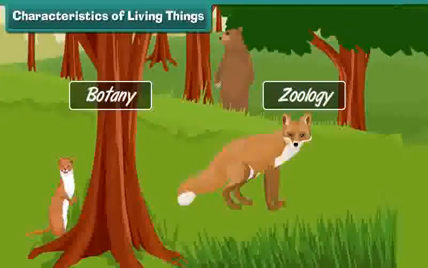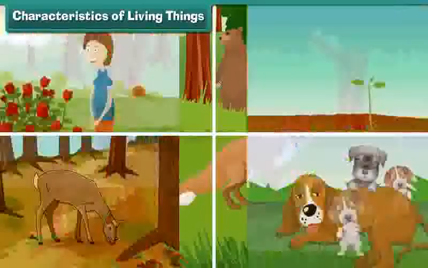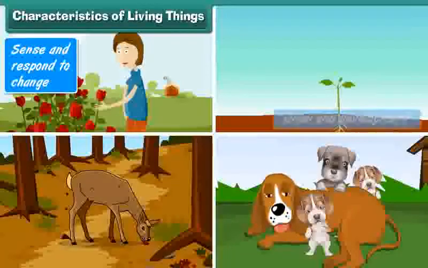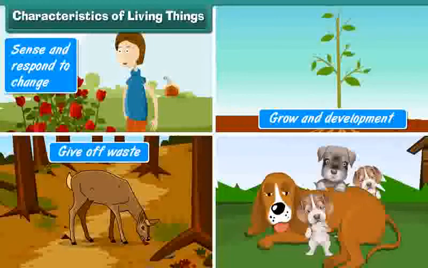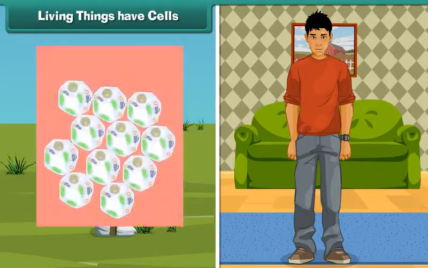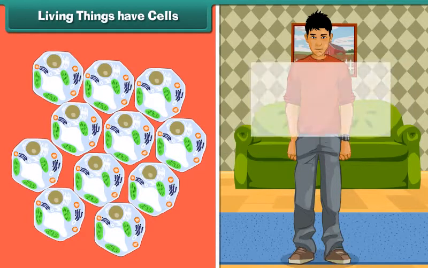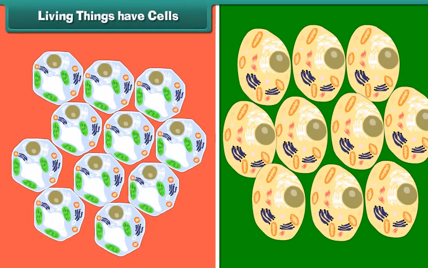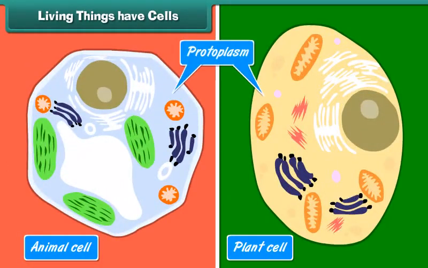All living organisms share the following basic characteristics: sense and respond to change, growth and development, give off waste, reproduce. Living things have cells. Each living being has a distinct individuality. It cannot be broken into two or more independent parts. The body of a living being is made of one or more cells. Cells are considered to be the structural and functional unit of life. The cells are made of protoplasm or living matter. All the body functions and properties of life are due to protoplasm.